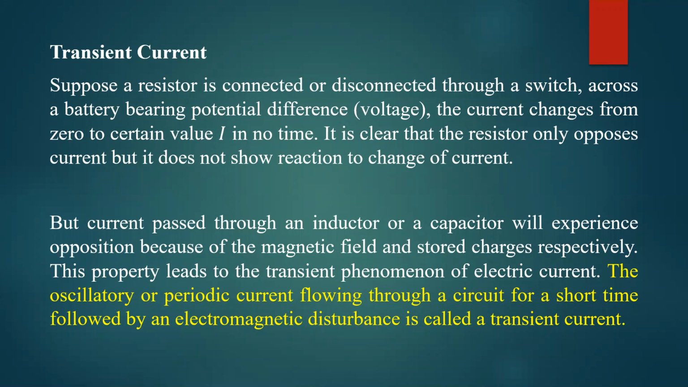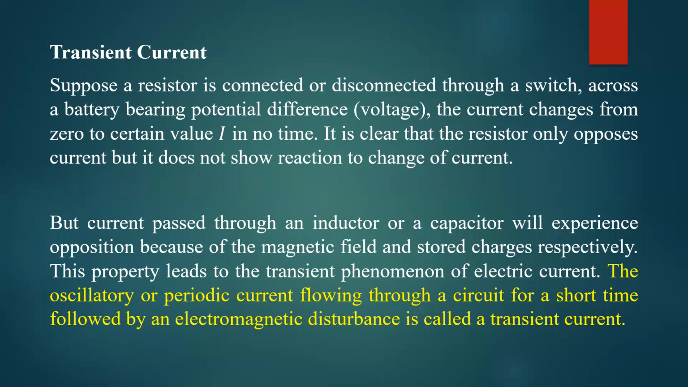The current is called transient current. The variable current or oscillatory current which is flowing through the circuit is followed by an electromagnetic disturbance. So electromagnetic disturbance will cause the current to change. It will not become steady, and that current is called transient current. We call that current transient current. Okay, so that we are going to study.